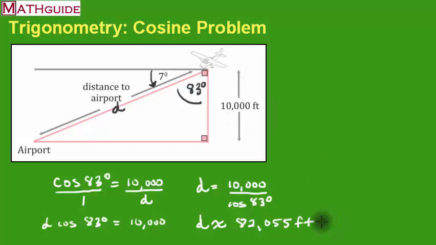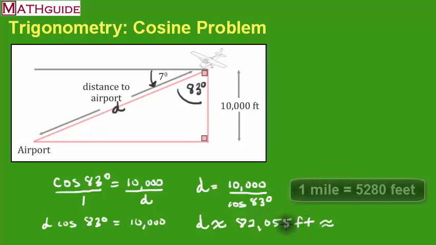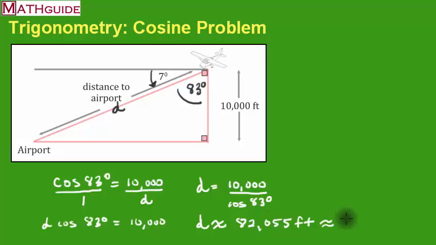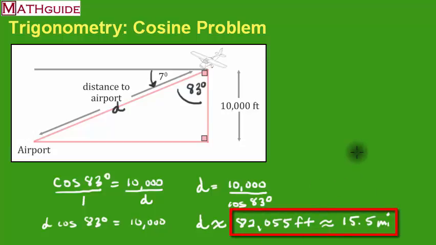Alright, so if this is our answer, which is a perfectly good answer, sometimes though we would like to know how many miles that is, just to get an idea. It's kind of hard to grasp a distance there. So if you remember, 1 mile is equal to 5,280 feet. So I do have to divide that by 5,280 feet, and that would tell us how many miles that is, which I did earlier. And that's around 15.5 miles.